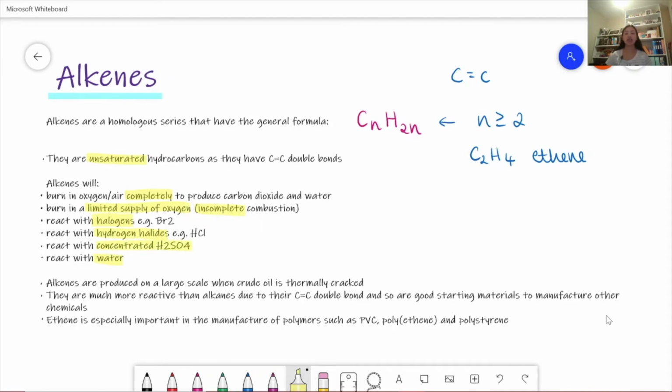Alkenes are also produced on a large scale when crude oil is thermally cracked. And they are much more reactive than alkanes, and this is due to their carbon-carbon double bond, and so they're really good starting materials to manufacture other chemicals. Ethene is especially important in the manufacture of polymers such as PVC, polyethylene, and also polystyrene.